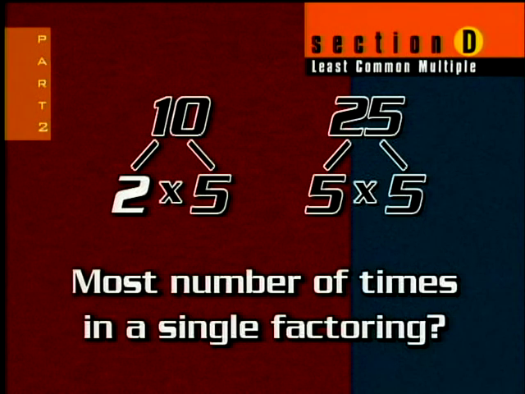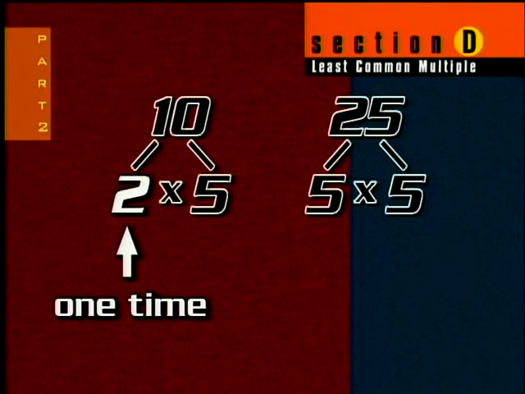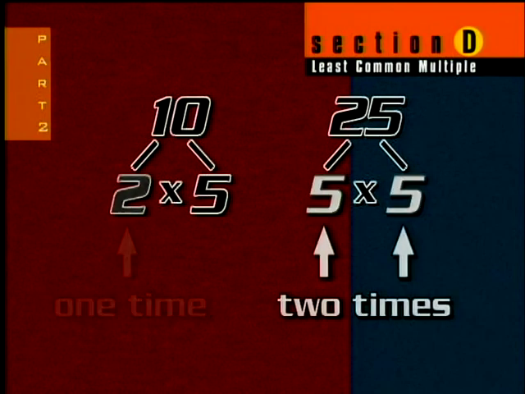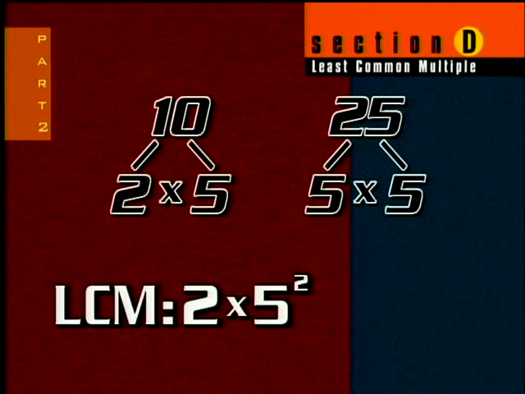So what is the most number of times 2 appears in a single factoring? Well, it's just one time. That means our exponent for 2 is 1. What about 5? The most 5 appears in a single factoring is 2 times, so 2 is our exponent for 5. That means the LCM of 10 and 25 is 2 times 5 squared.